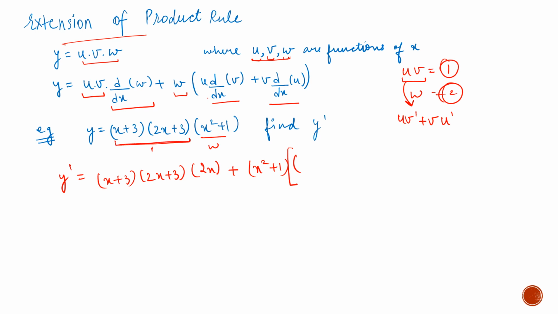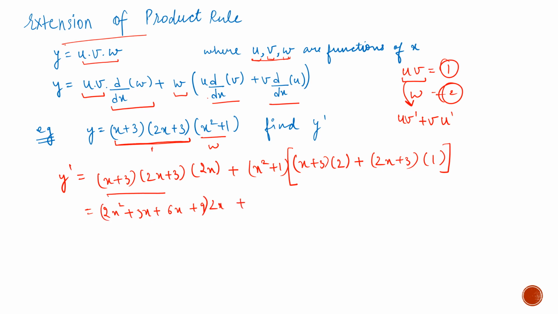इसका डिफ्रेंसिएशन कैसे होगा? फर्स्ट फंक्शन एज इट इज, फिर से सेकेंड का डेरिवेटिव विच इज 2 प्लस सेकेंड फंक्शन एज इट इज 2x प्लस 3, फर्स्ट का डिफ्रेंसिएशन 1. So opening this, we get 2x square plus 3x plus 6x plus 9. We have just simply opened this, multiplied with 2x plus x square plus 1, and now we have this as 2x plus 6 plus 2x plus 3.